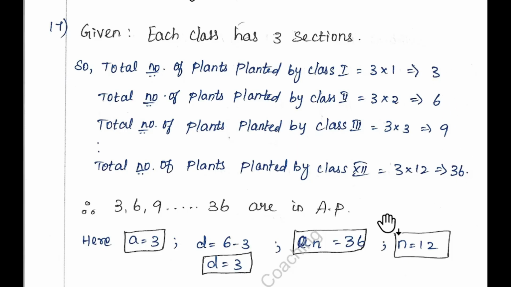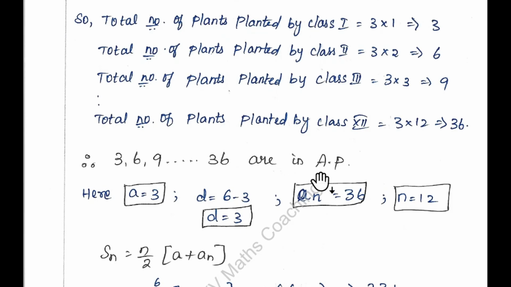So can you form the series now? 3, 6, 9 up to 36, in AP. So take a value as 3, d value as 6 minus 3, which is 3, and you also have the last term, that is the nth term, an is 36. You are given that the number of classes is 12, right? So take n as 12.